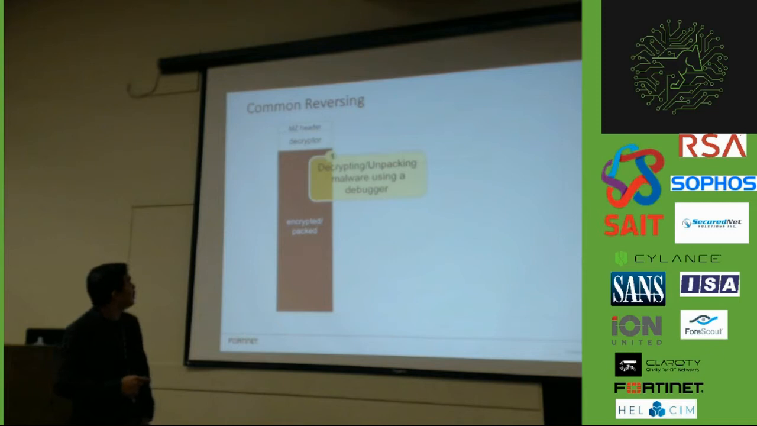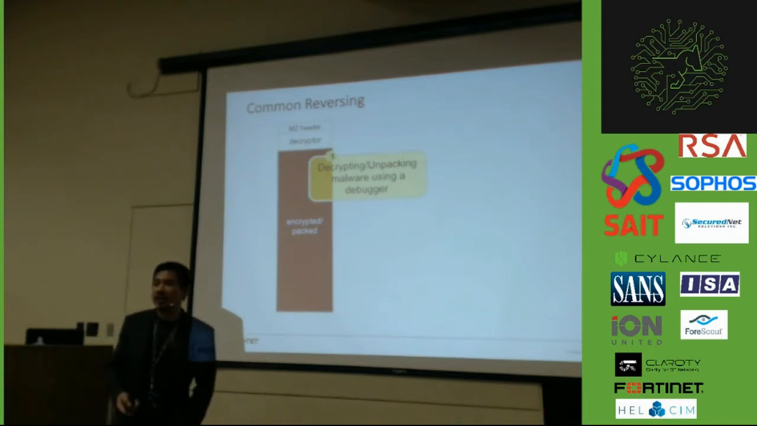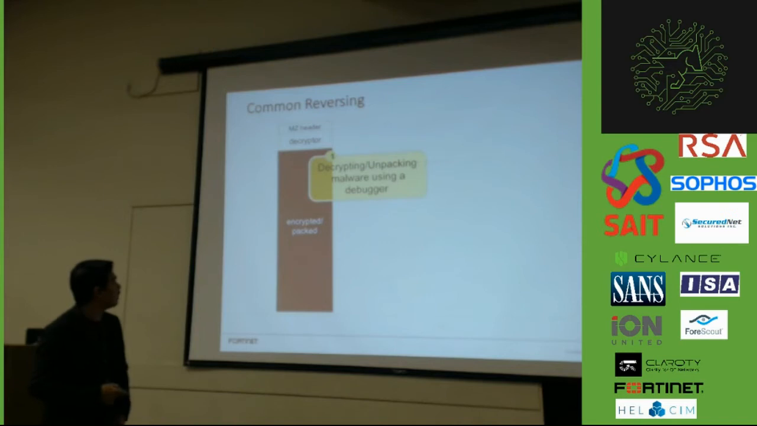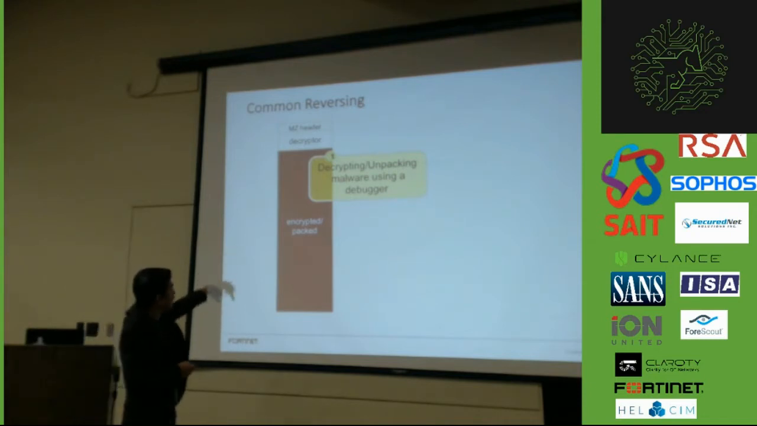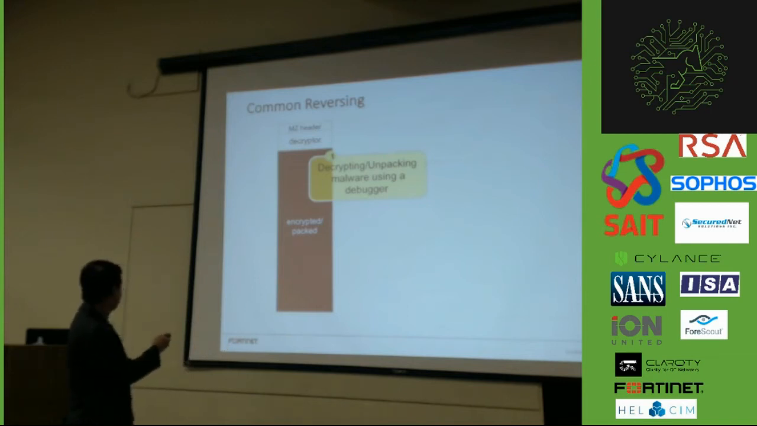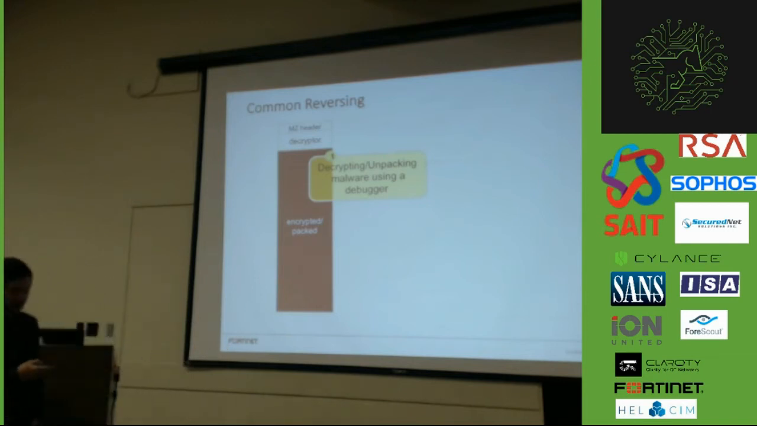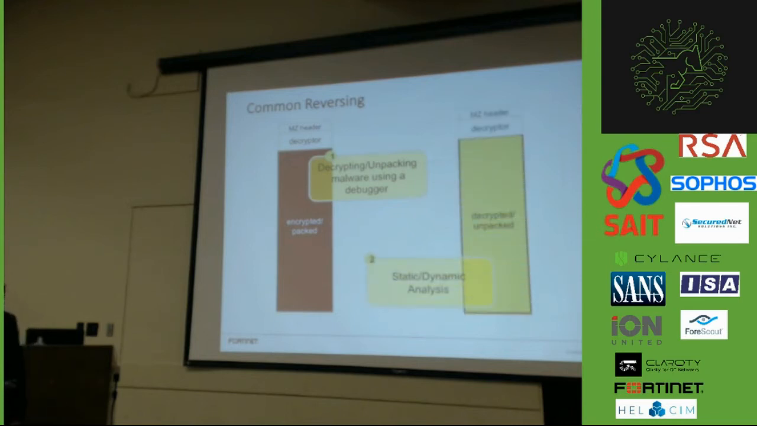When you encounter a sample of a Virlock infected file, you can only see the MZ header, the decryptor that decrypts the encrypted file, and this particular part, which is actually the encrypted version. Normally when you try to unpack this, you can then use static or dynamic analysis on the decrypted, unpacked file. That is the common malware analysis strategy.